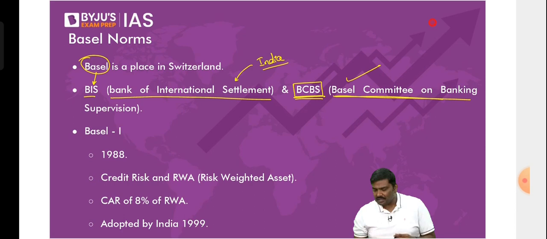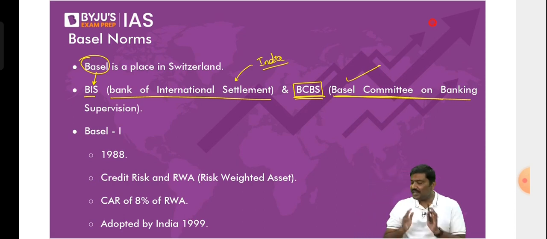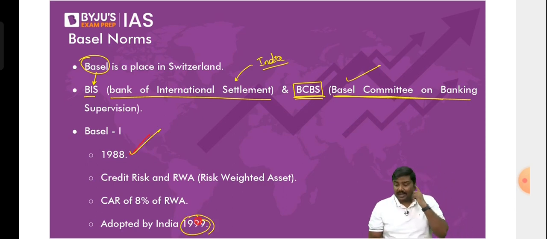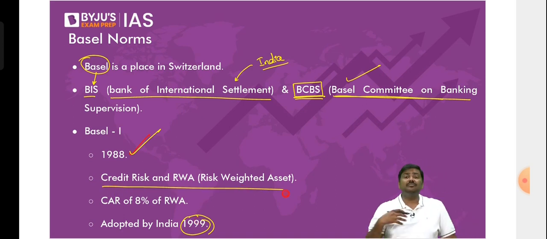Now we have discussed all the basics. Now let me go to the Basel norms, the Basel guidelines. Basel 1 was introduced in 1988. India has implemented Basel 1. We have already complied with Basel 1. By 1999, India had become compliant with the Basel 1 guidelines. The Basel 1 guidelines focused more on credit risk.